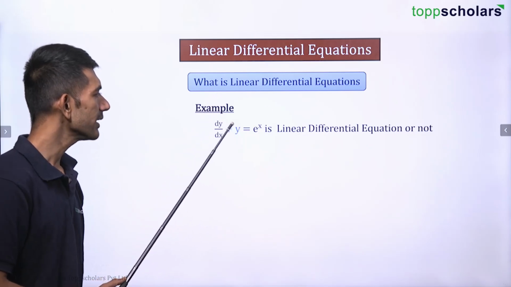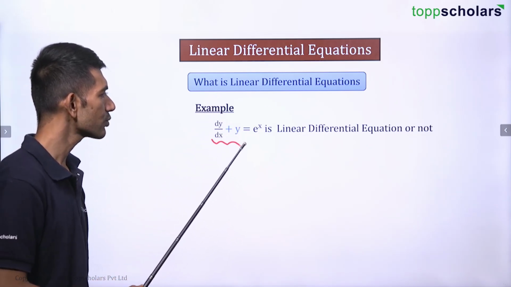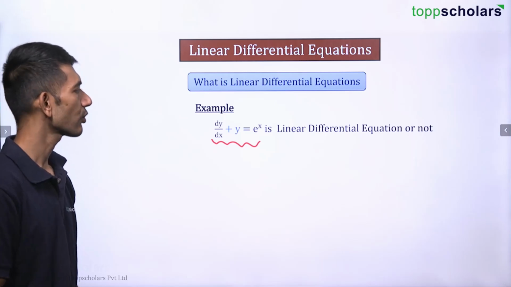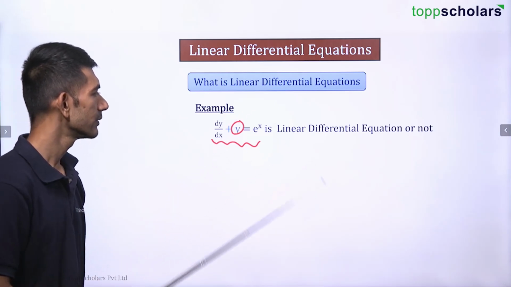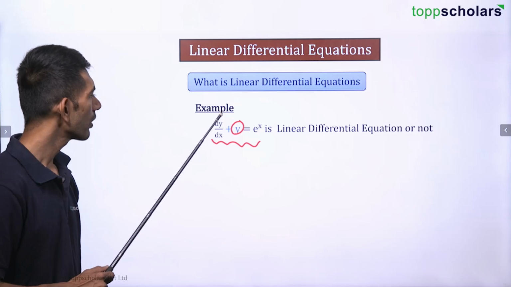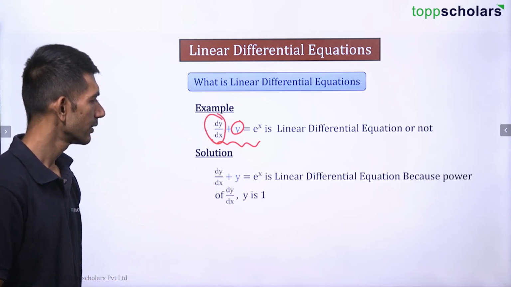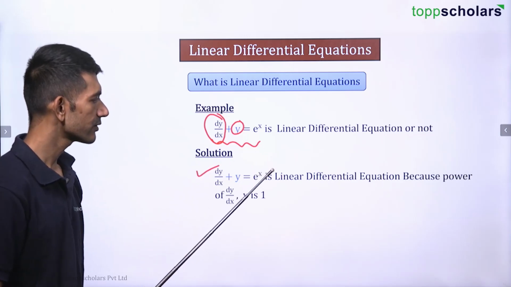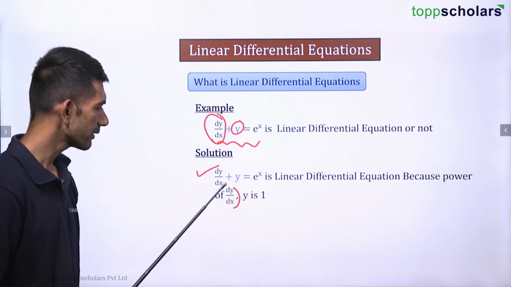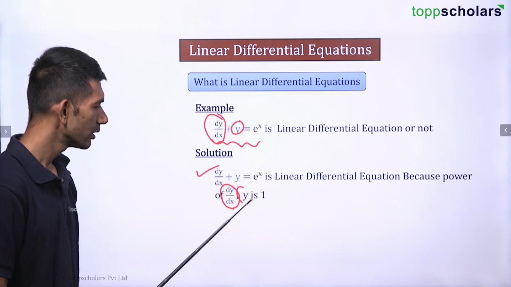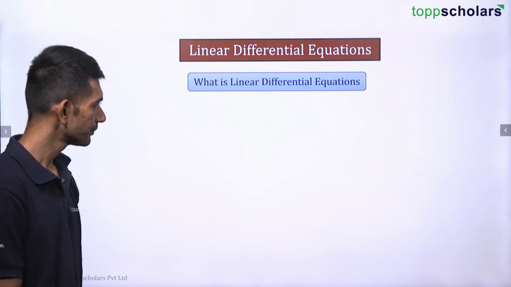We have dy by dx plus y is equal to e raised to x. Is it a linear differential equation or not? What is the power of y? Power of y is 1. What is the power of dy by dx? 1. See, so this is a linear differential equation because the power of dy by dx and y both is 1. Clear?